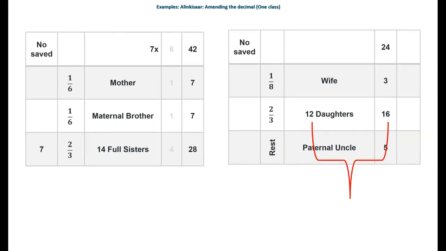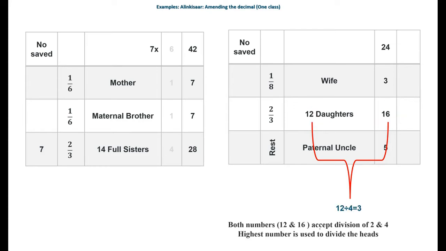Example number 3 here, we have the wife, 12 daughters, and a paternal uncle. We need to sort this out in a similar manner by finding a common number between the two. A number that can divide 12 and a number that can divide 16. Both numbers accept division of 2 as well as 4. If there are multiple numbers that can divide both numbers, the heads and the shares, we take the biggest number in order to reduce the results.